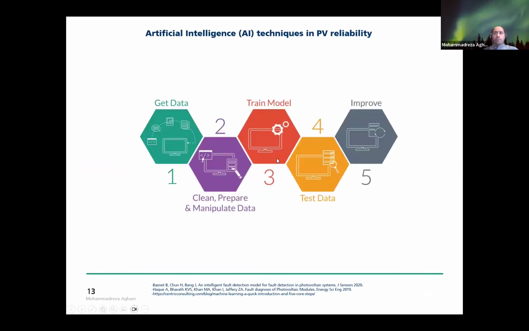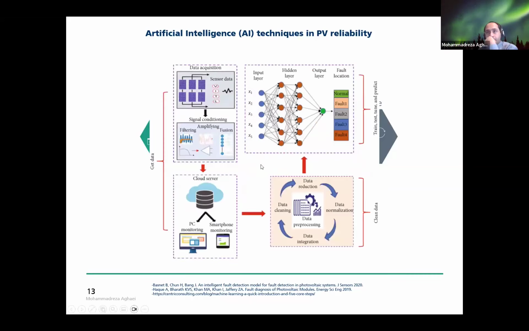Typically, the AI, or let's say machine learning techniques, follow 5 steps: starting from data collection, cleaning and filtering, selecting the models and training the models, and improving the quality of the data and, at the same time, improving the model performance.